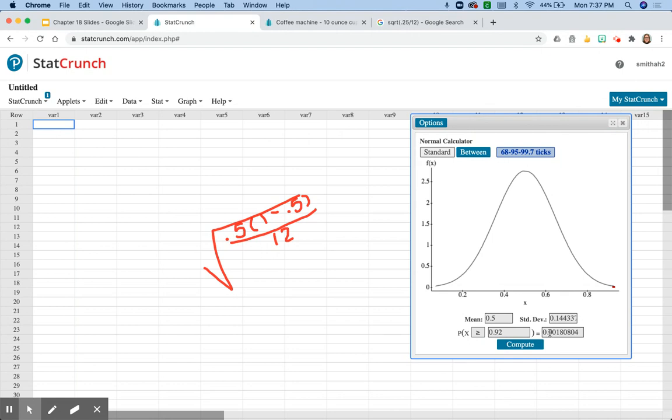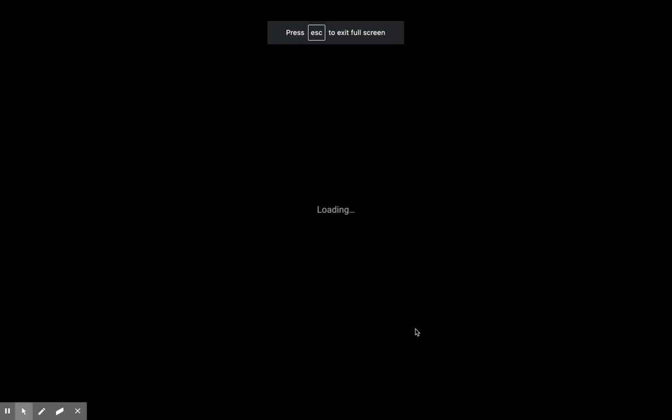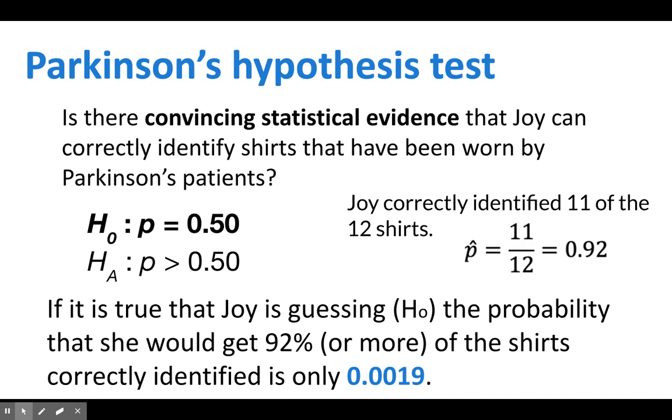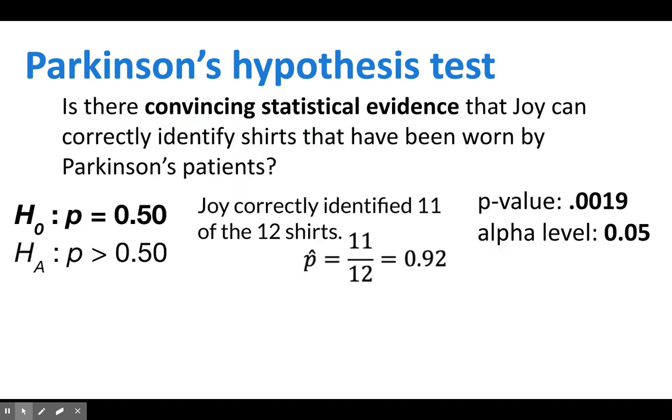The probability of that is 0.0018 with some decimals. I rounded a little differently when I put the value here, but that's how you get your p-value. You calculate the probability assuming that the null hypothesis is the true distribution. So what does this p-value tell me? Because this p-value is small, 0.0019 is small, since the p-value is so low, we have serious doubts about our null hypothesis assumption, and we can then reject the null.